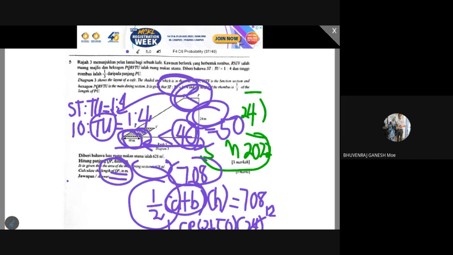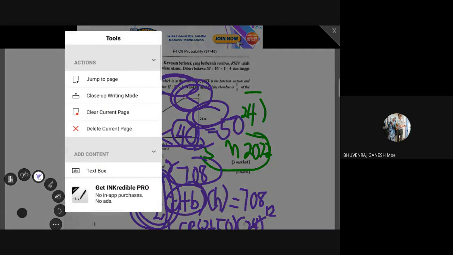Do you mean this 1/2? Oh, that one is part of the formula. Area of trapezium formula is 1/2 times (A plus B) times H. Itu adalah rumus dia. The 1/2 does not just come like that suddenly. It's part of the formula, so I have to write 1/2 out. Okay, I hope you understand that one. So we go to the next question.